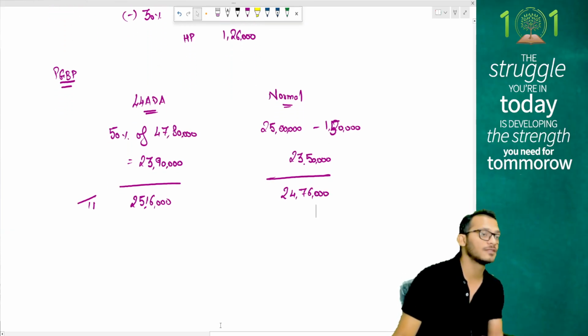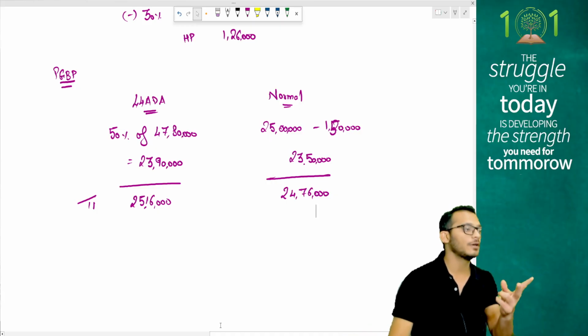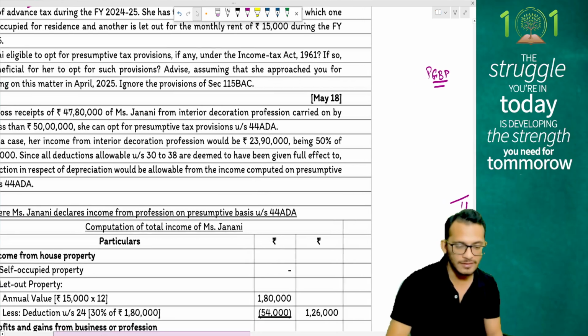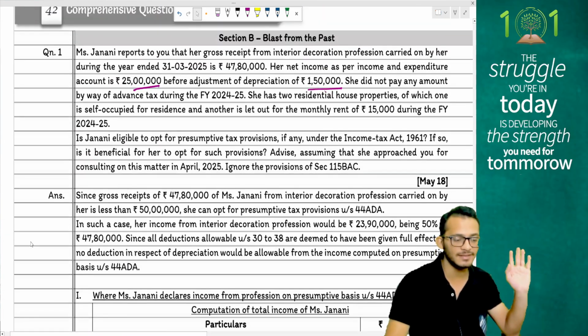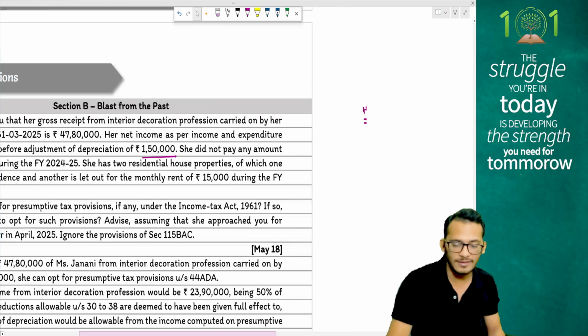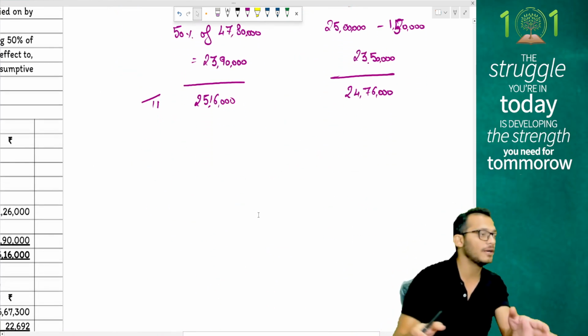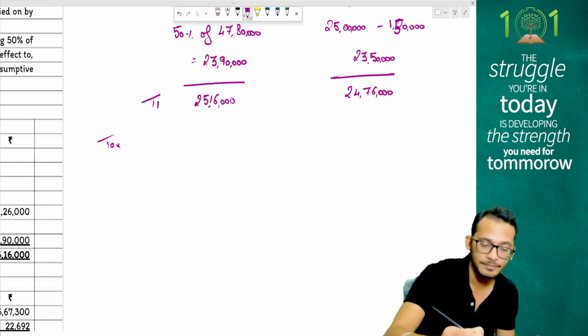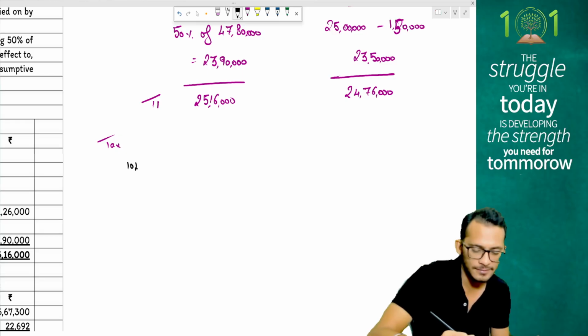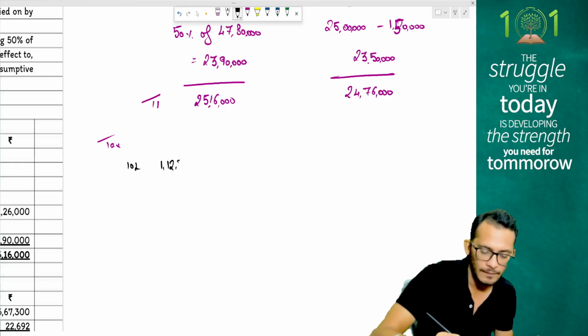Now I need to start by first computing my tax, then computing my interest. The question does not say anything. It says ignoring provisions of 115BAC, so I am in normal provisions. Age is not given, so the assumption is that the basic exemption is 2.5 lakhs. How to compute tax? For the first 10 lakhs, it is, and for the balance.